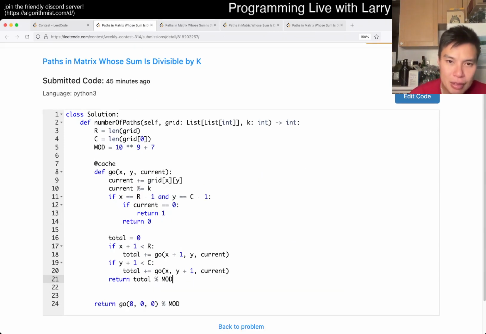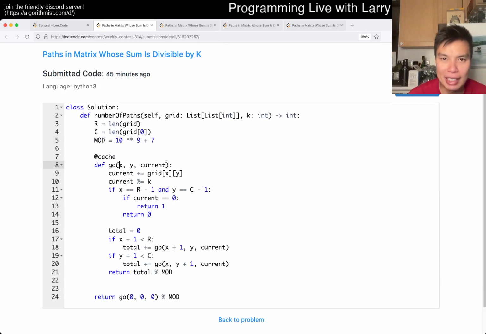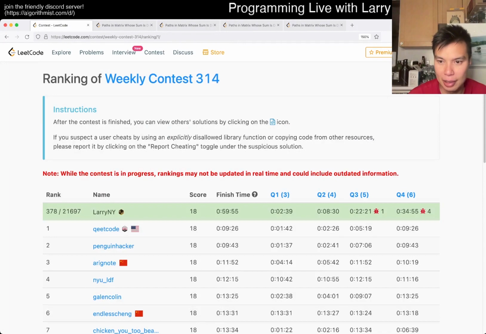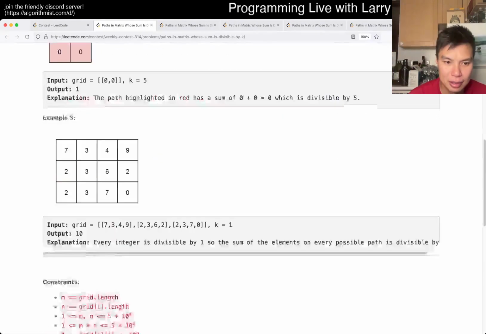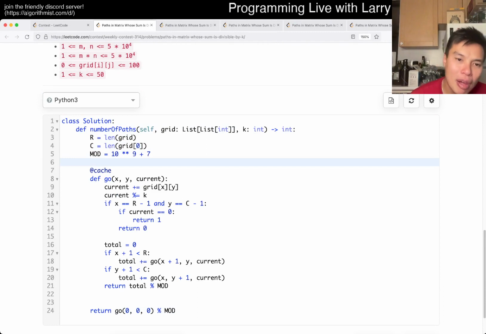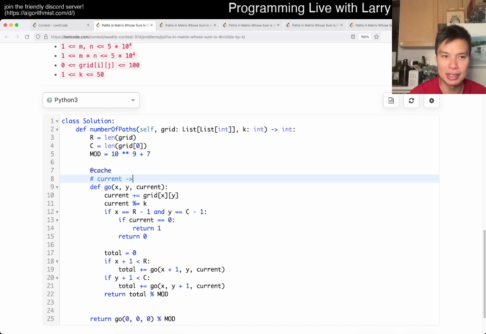Anyway, so the idea here is that XY is a state, right? Let me write it here so that I can edit on it. So XY is a state, that's just the grid cells, and current is actually from 0 to K, because this is basically all the possible states that the modular K can be.